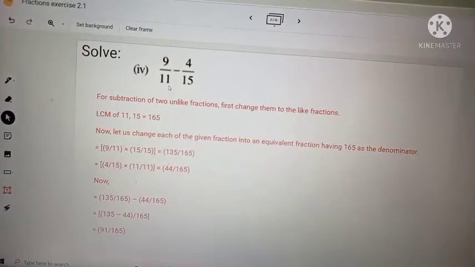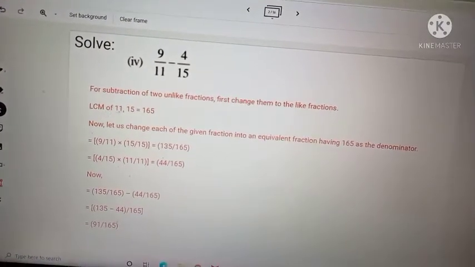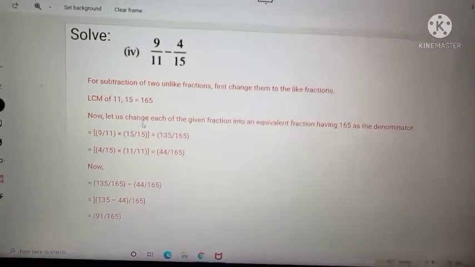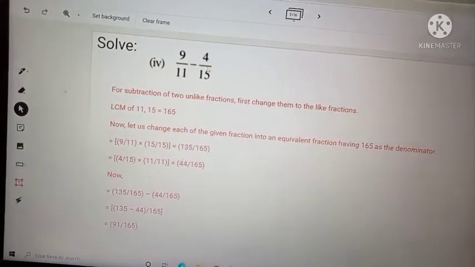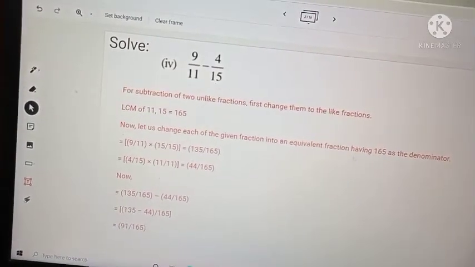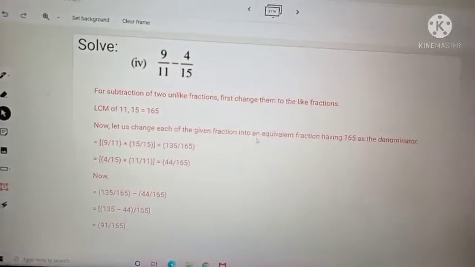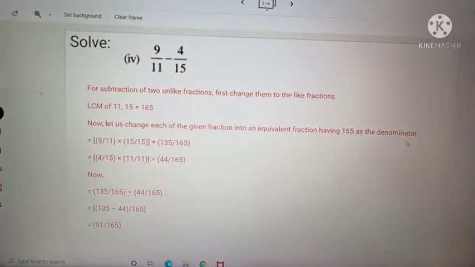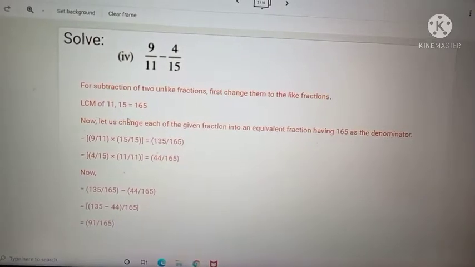So, let's find the LCM of 11 and 15. LCM, least common multiple of 11 and 15 is 165. Let us change the denominators of these fractions 9 by 11, 4 by 15 into 165. We are going to change the fractions into an equivalent fraction having 165 as the denominator. What is this 165? LCM of 11 and 15.